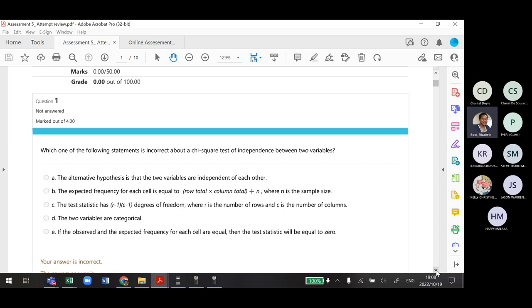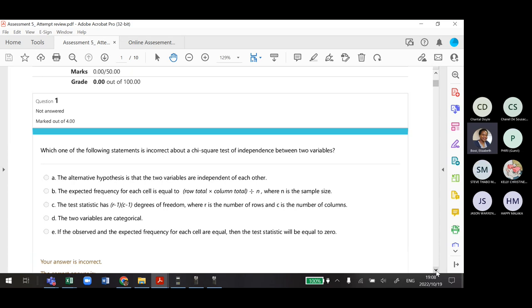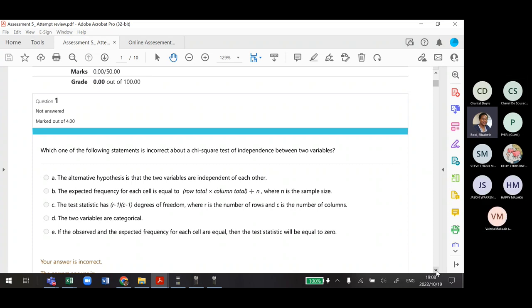You need to all remember that assignment 5 was chi-squared and regression, and these are the last two chapters, or study units, we did. So it should still be fresh in your mind as we go through this.